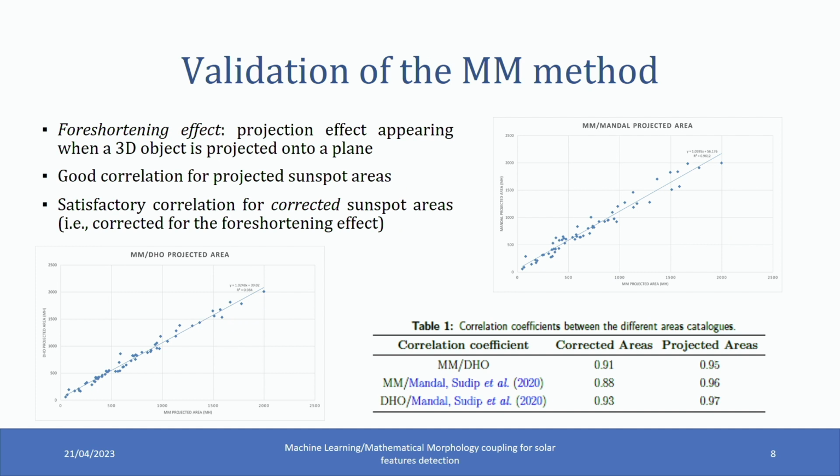So on the plots, we can see the correlation between the areas that we have found with the mathematical morphology method and the DHO observatory here, and with Mandel's catalog at the top. So we can see a quite good correlation. But then we also need to take into account the foreshortening effect, because when we project the sun onto a plane, the sunspots that are near the solar limb will appear smaller than they actually are. So we have corrected the sunspot areas for this foreshortening effect, and the correlation coefficients are in the table here. So we can see that we still have a good correlation, not as good as the one we had with projected areas, but still it's satisfactory. So this validates the method, and now we can use mathematical morphology for more complex features.